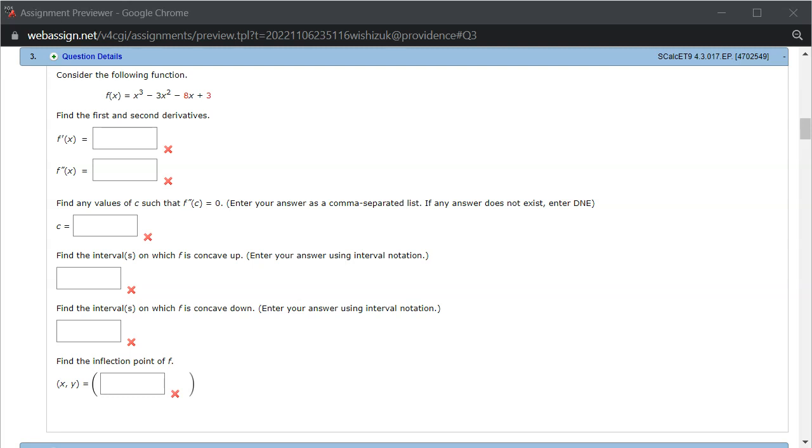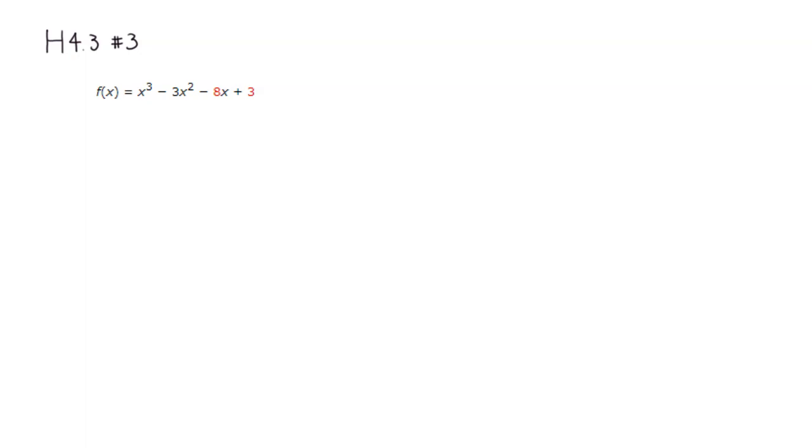All right, let's look at homework 4.3, problem number 3. We want to find the first derivative and second derivative. Let's do that. First derivative: this is just the power rule, right?